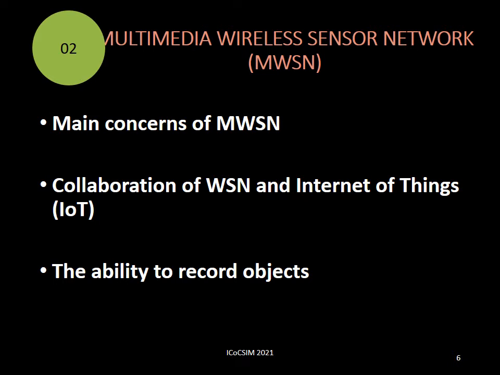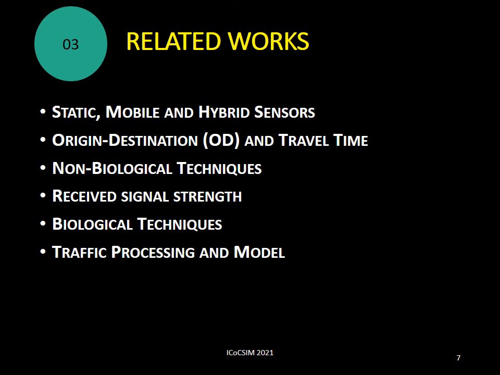To enable MWSN, a sensor node should have the ability to record objects with good video precision, efficient object detection capabilities, as well as optimal communication protocols and sufficient transmission links to transmit video. Let's move on to the next slide, which is related works.